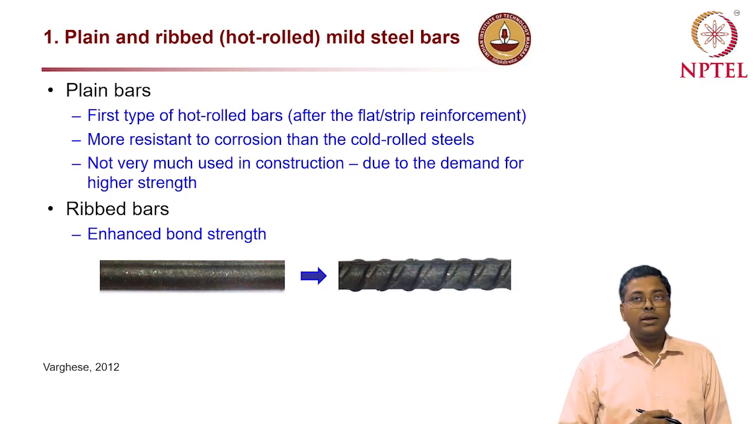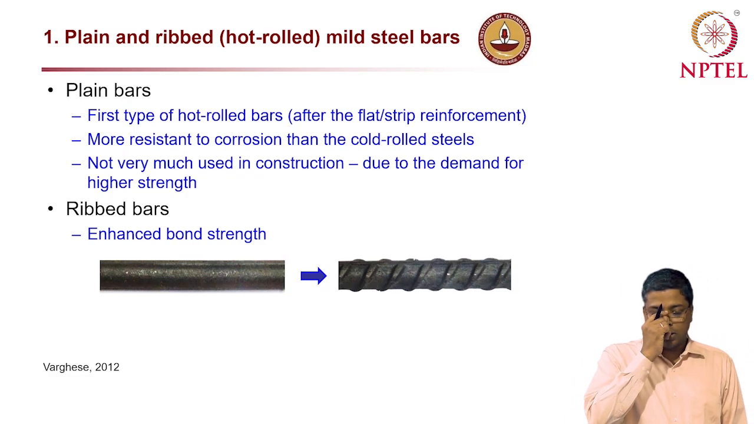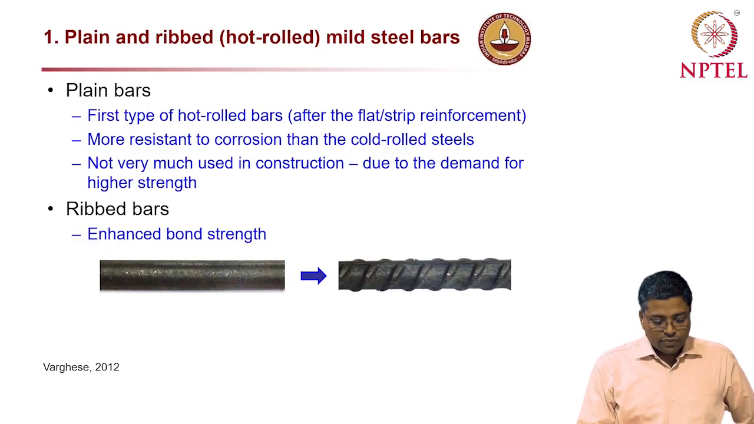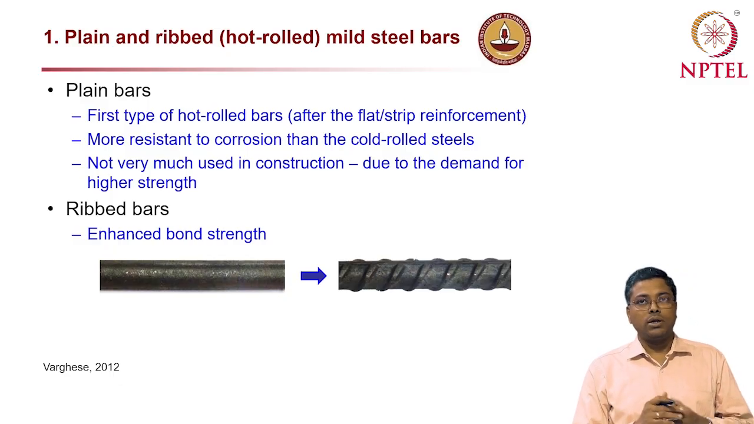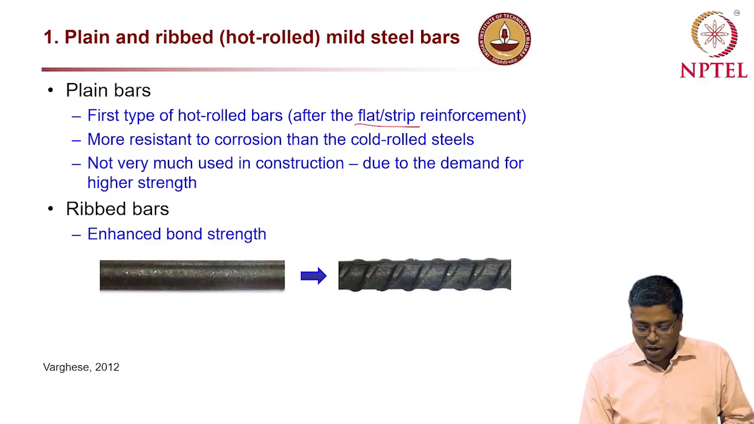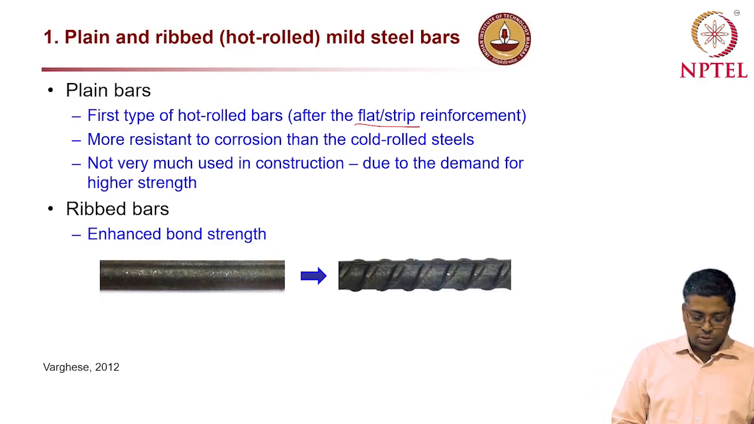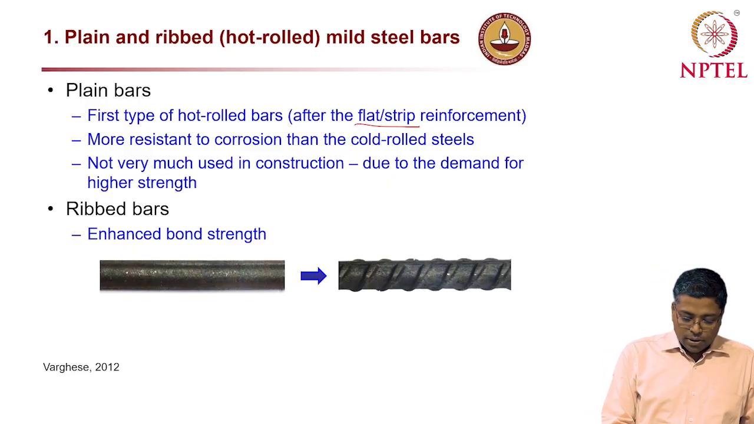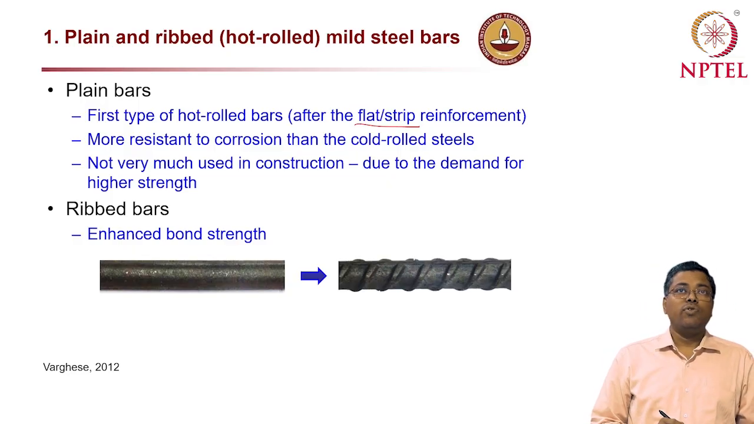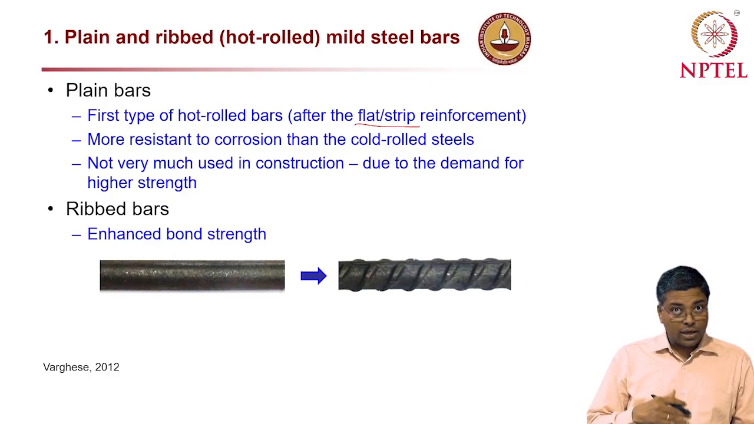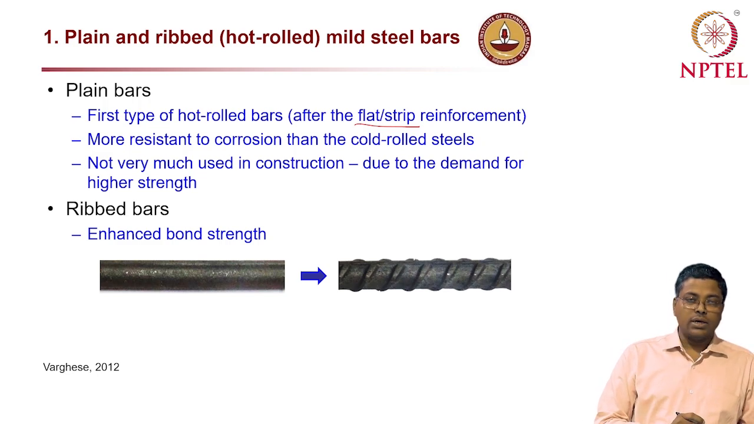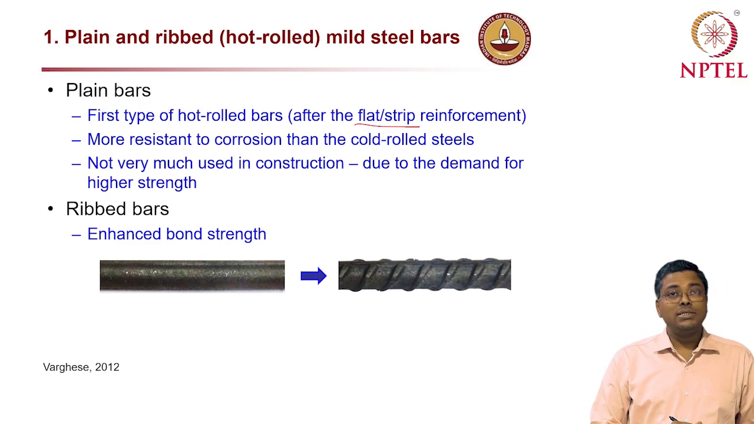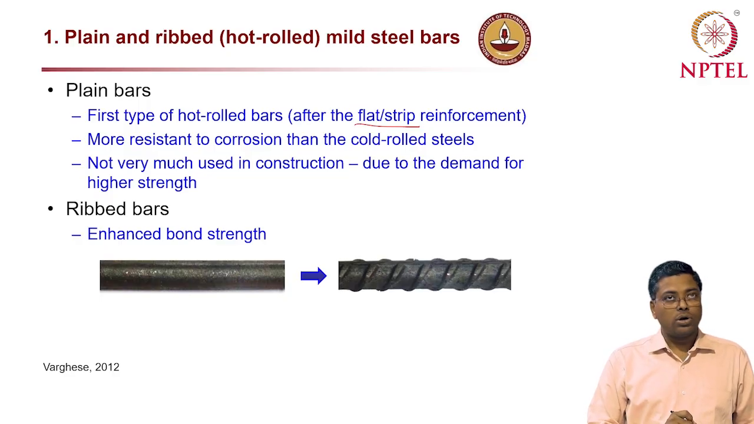So let's look at plain and ribbed or hot rolled mild steel rebars. These are the first type of hot rolled bars which were in use in the industry, mainly after the flat or strip reinforcement which were used in the first generation concrete structures. Then there was a need for more resistant steel and higher strength. So let's look at the plain and ribbed mild steel rebars, mainly hot rolled steel.